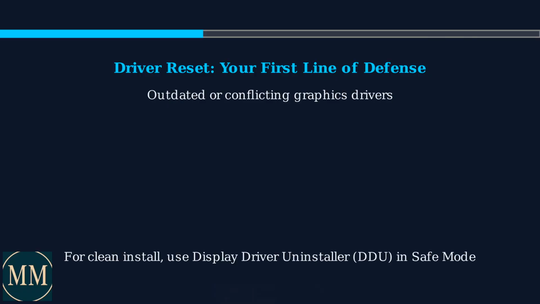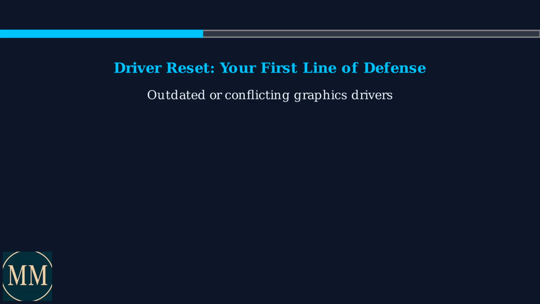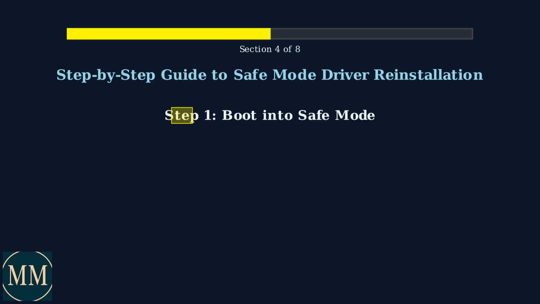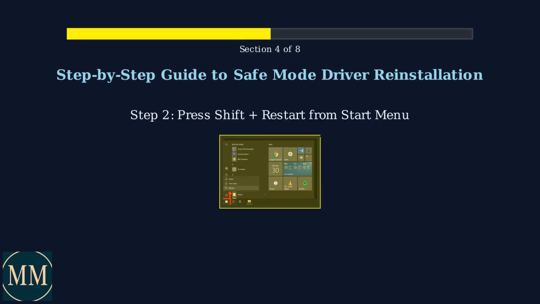For a completely clean install, consider using Display Driver Uninstaller, or DDU, in safe mode. This tool thoroughly removes all traces of old drivers before you install new ones. Safe mode allows you to boot Windows with minimal drivers, letting you troubleshoot graphics issues without interference from problematic software. First, click the Windows Start menu and hold Shift while clicking Restart. This accesses advanced boot options.